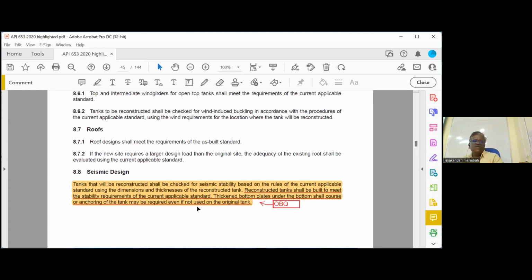Then last one, suppose your tank was previously in a location where there is no seismic or other earthquake problem, but the new location has earthquake problems, then you should put anchor bolts. Reconstructed tank shall be built to meet the stability requirements of the current applicable standard. Thickened bottom plates under the bottom shell courses or anchoring of the tank may be required, even if not used on the original tank. That is an open book question.